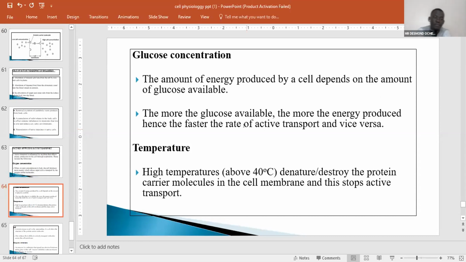Okay? We also have temperature, and you say that high temperatures, usually above 40 degrees, will denature or destroy the protein carrier molecules. The carrier molecules are protein in nature, and they can be denatured by high temperatures. So high temperatures will destroy the protein carrier molecules in the cell membrane, and this will stop active transport from taking place. Okay?